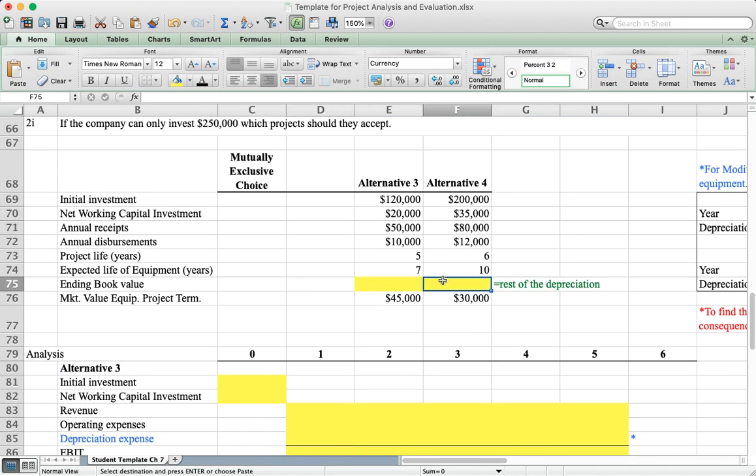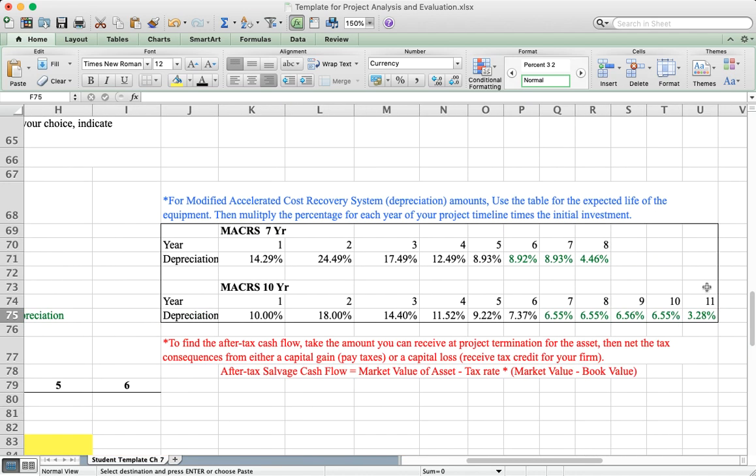And the reason you need to come up with this, it equals the rest of the depreciation beyond the project life. So because the first project actually ends in year 5, the depreciation is scheduled to be expensed over 8 years based on a 7-year useful asset life. There's a half-year convention. Don't worry about it. A 7-year table always has 8. A 10-year table always has 1 more year, so 11.